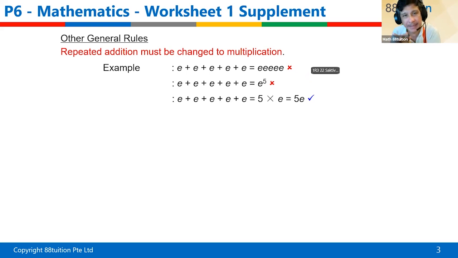So another one. This is correct. So E plus E plus E plus E plus E, actually there are 5 of them. So you can say it actually means 5 times the E. And because we use 5 times the E, the times need not be written. We just write it as 5E. That's why just now you saw Kaiser, right? He wrote 5E. That is correct.